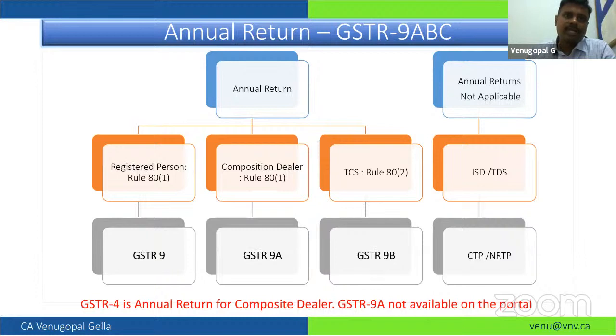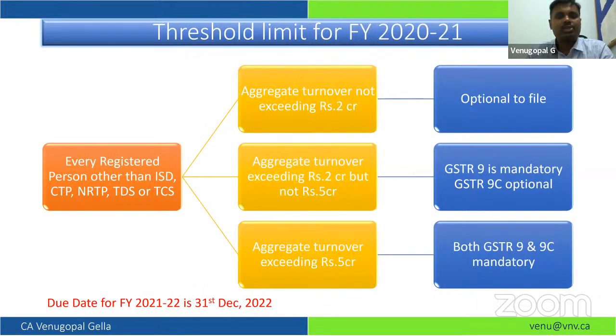So who has to file is someone who is registered regularly. And though I said every person, there are threshold limits. As per the law, if the aggregate turnover is up to 2 crores, then you don't have a requirement to file. It's optional. If the annual aggregate turnover is between 2 to 5 crores, 9 is mandatory, but 9C is optional. So if you want to make an attempt to file, you can do it. Once you cross 5 crores, both 9 and 9C have to be filed.